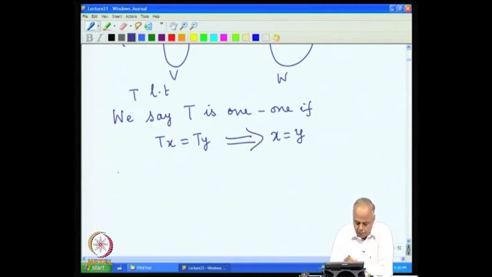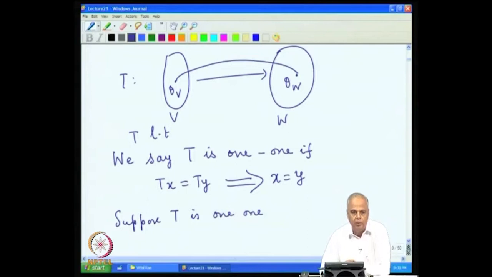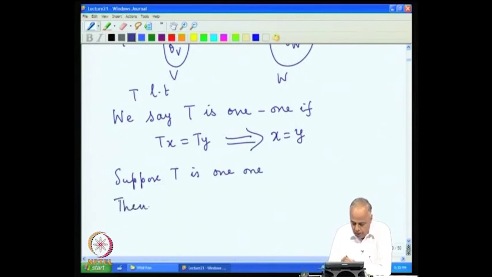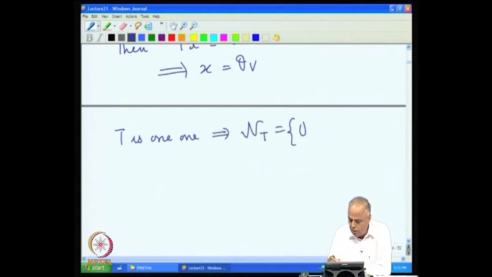For a 1-1 transformation, suppose T is 1-1. Then we already have the 0 vector getting mapped to the 0 vector of W. Any linear transformation maps the 0 vector to the 0 vector. Now, because the map is 1-1, no other vector in V can get mapped to the 0 vector. So, thus we have whenever a vector x gets mapped to the 0 vector, then x must be equal to theta V, because no other vector can get mapped to the 0 vector. This means that whenever T is 1-1, the null space of T must consist of only the 0 vector, because only the 0 vector of V gets mapped to the 0 vector of W.